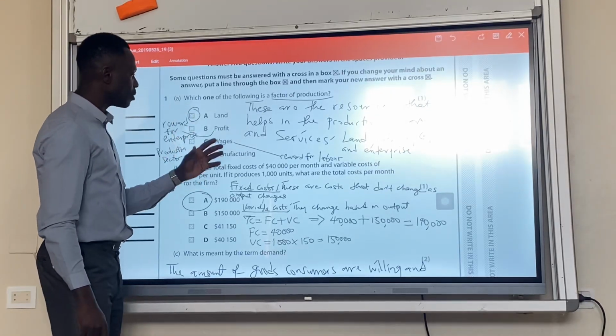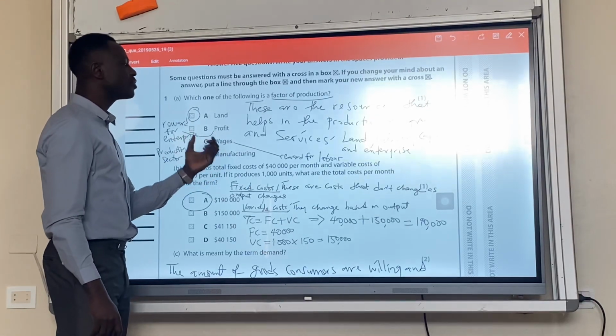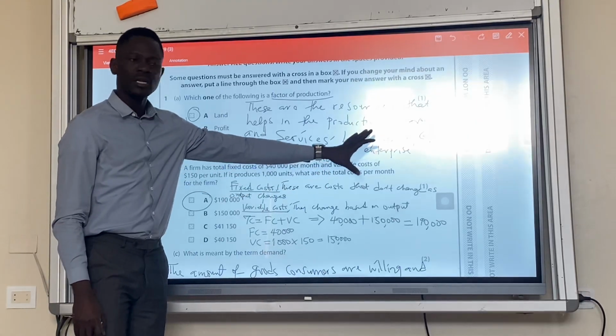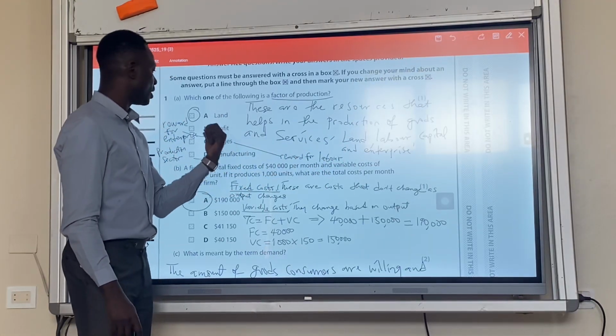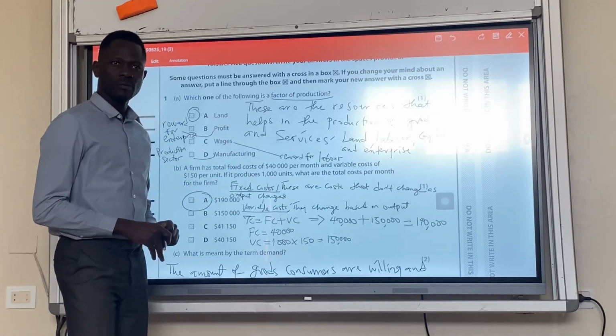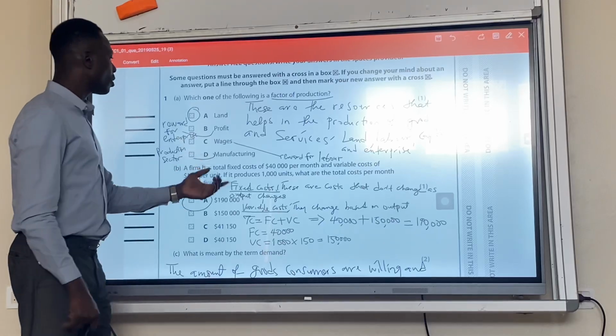So it is also not C. Why is it not C? It is not C because wages is a reward for labor. Labor is one of the factors of production, but the reward for labor is wages, so it is not a factor of production. It's only a reward for labor. And the last one, manufacturing.